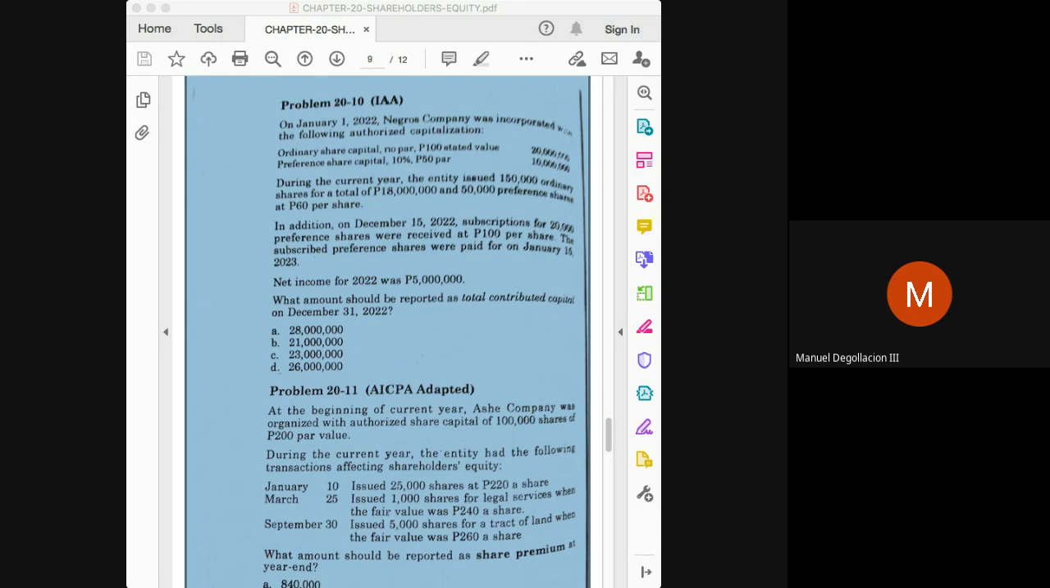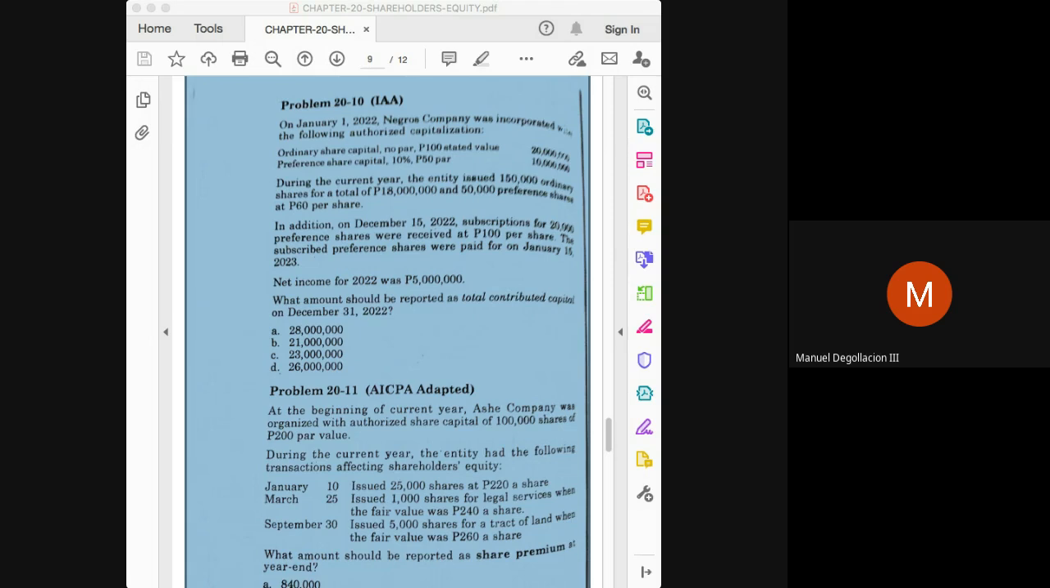So we will discuss the multiple choice problems for chapter 20, the first chapter on shareholders equity. Okay, so the question here is what amount should be reported as total contributed capital. So at this point, it's important for us to know what will constitute or comprise your total contributed capital. So basically, your total contributed capital would be the portion of your shareholders equity that will come from shareholders.